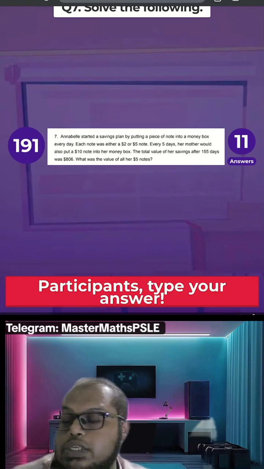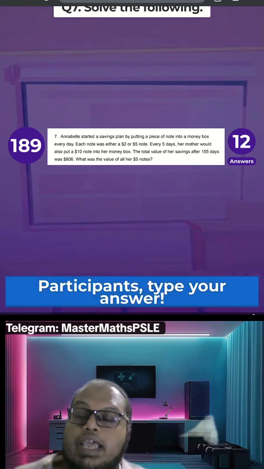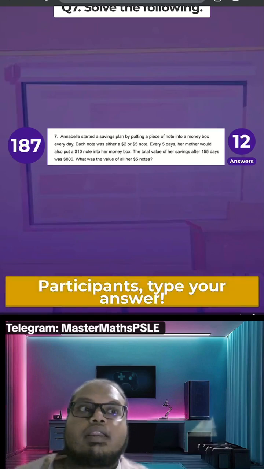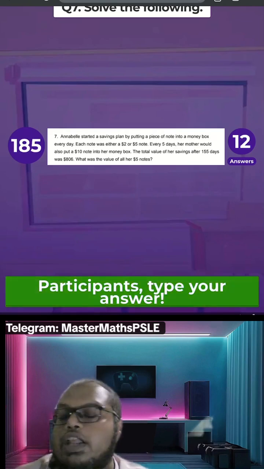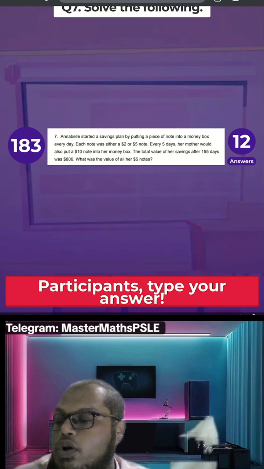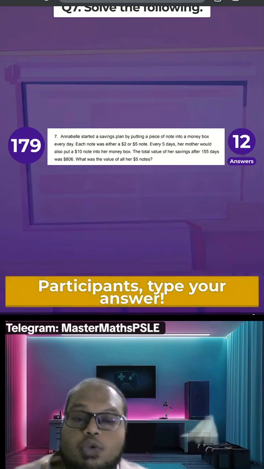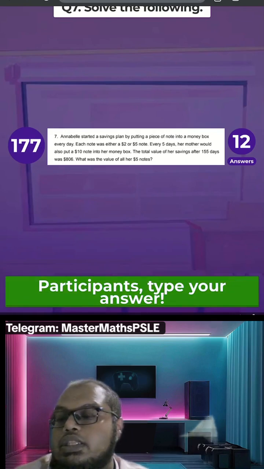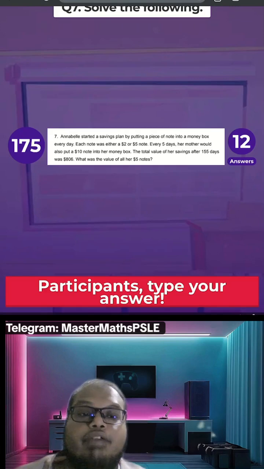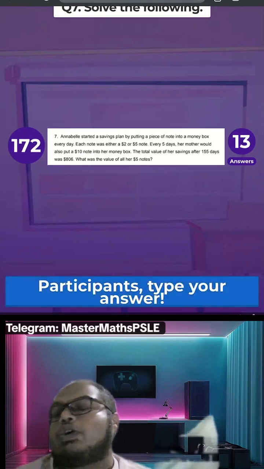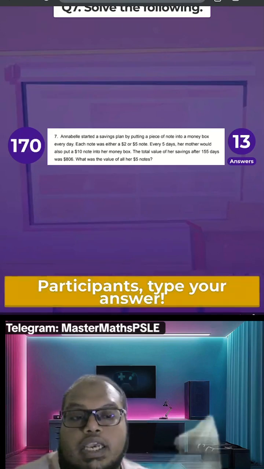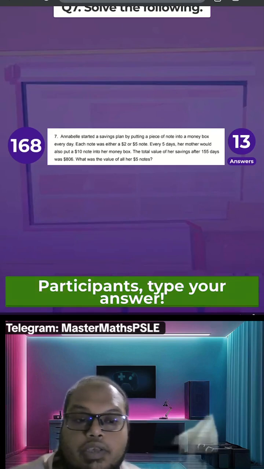So firstly, you need to calculate how many $10 notes there are, and then subtract the value of the $10 notes from the 806. That will give you your total of $2 and $5 in terms of the number of notes and the value. And then after that, you can apply your assumption method or guess and check to get your answers.